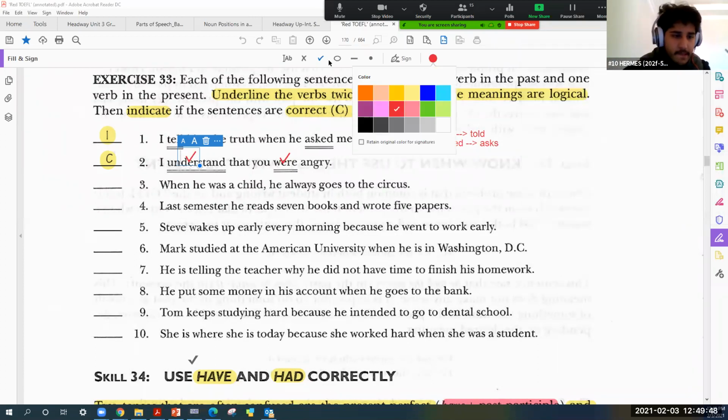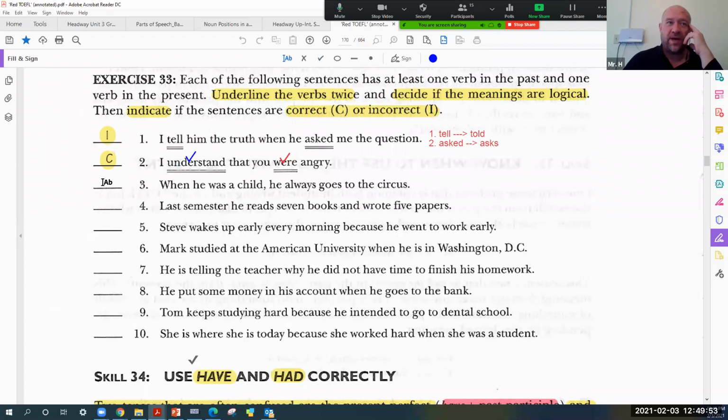Time is up. All right, Mustafa, I want you to tell me number 3. Is it correct or is it incorrect? It is incorrect. Why? Because it is not logical. Where's the first verb? Was and goes. Okay. What does it mean when he was a child? In the past, when he was a kid, right?